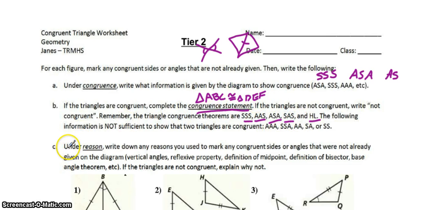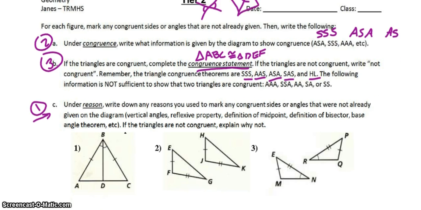All right, sounds good. And lastly, C, under reason, write down any reasons you use to mark any congruent sides or angles that were not already given on the diagram. So something like what I did up here with number 1, like vertical angles, reflexive property, definition of midpoint, definition of bisector, base angle theorem, etc. So maybe I should actually start with this as the first thing I do for each problem, and then maybe I'll come back to this and then this third. But I'll probably start with that last one because it'll be easier.